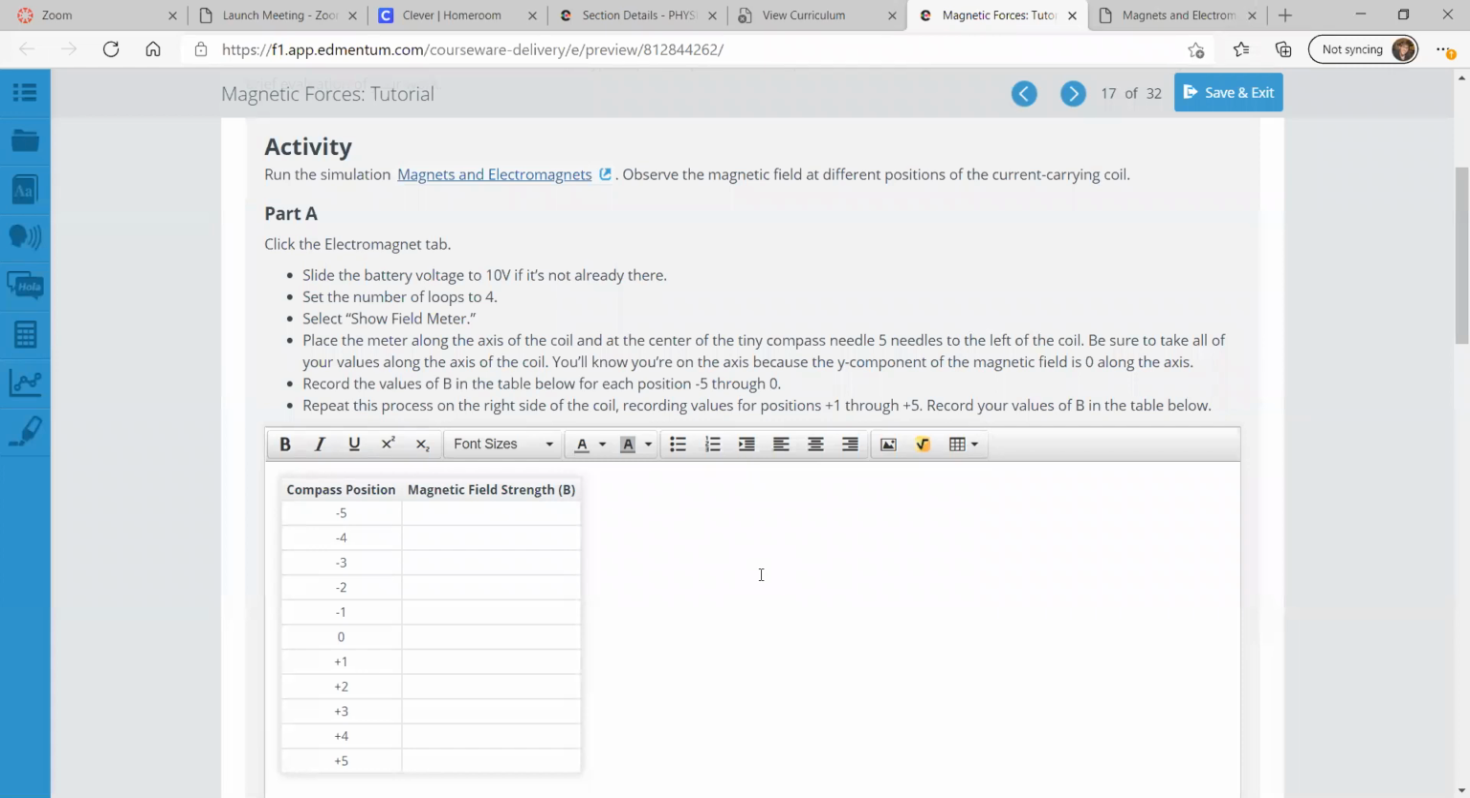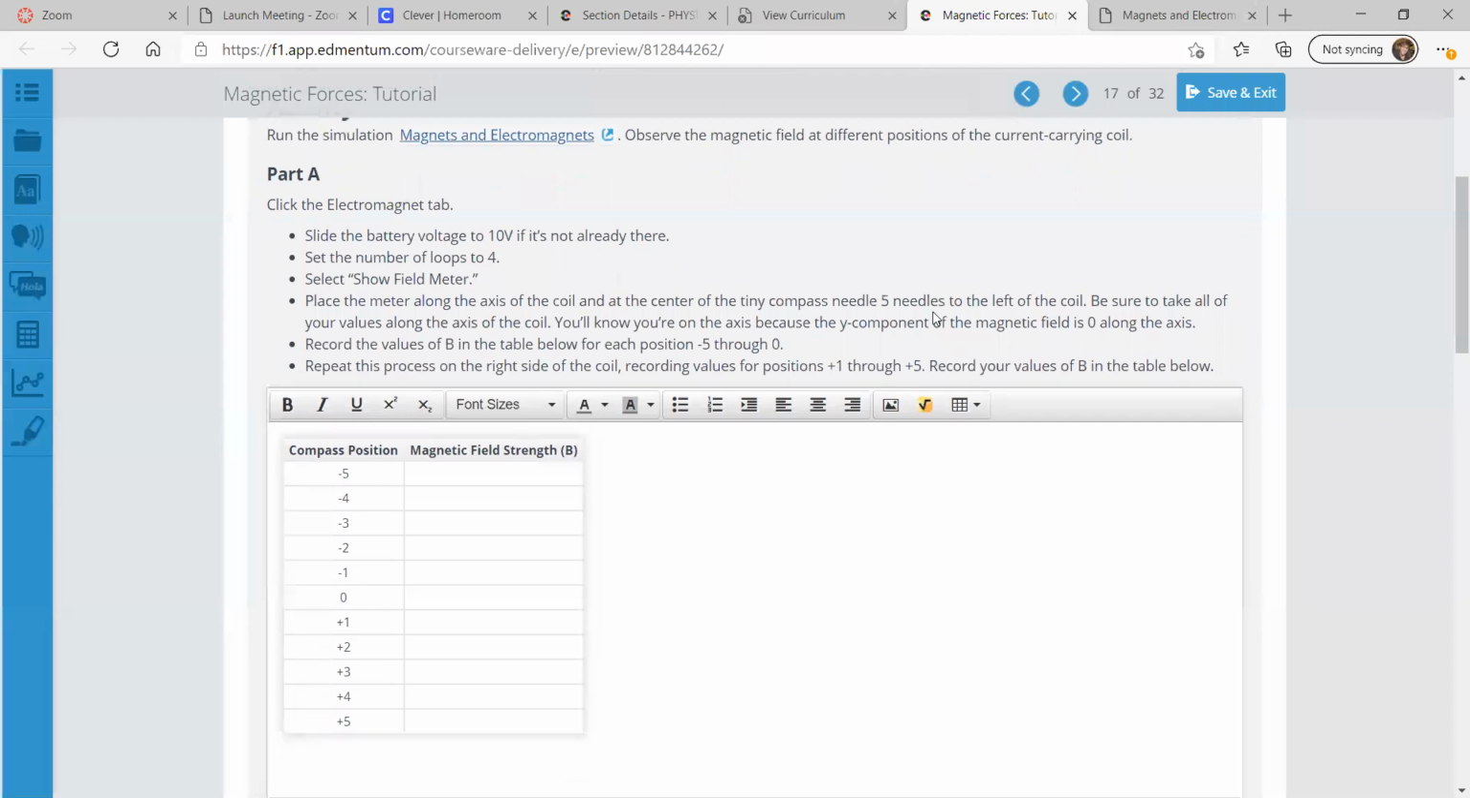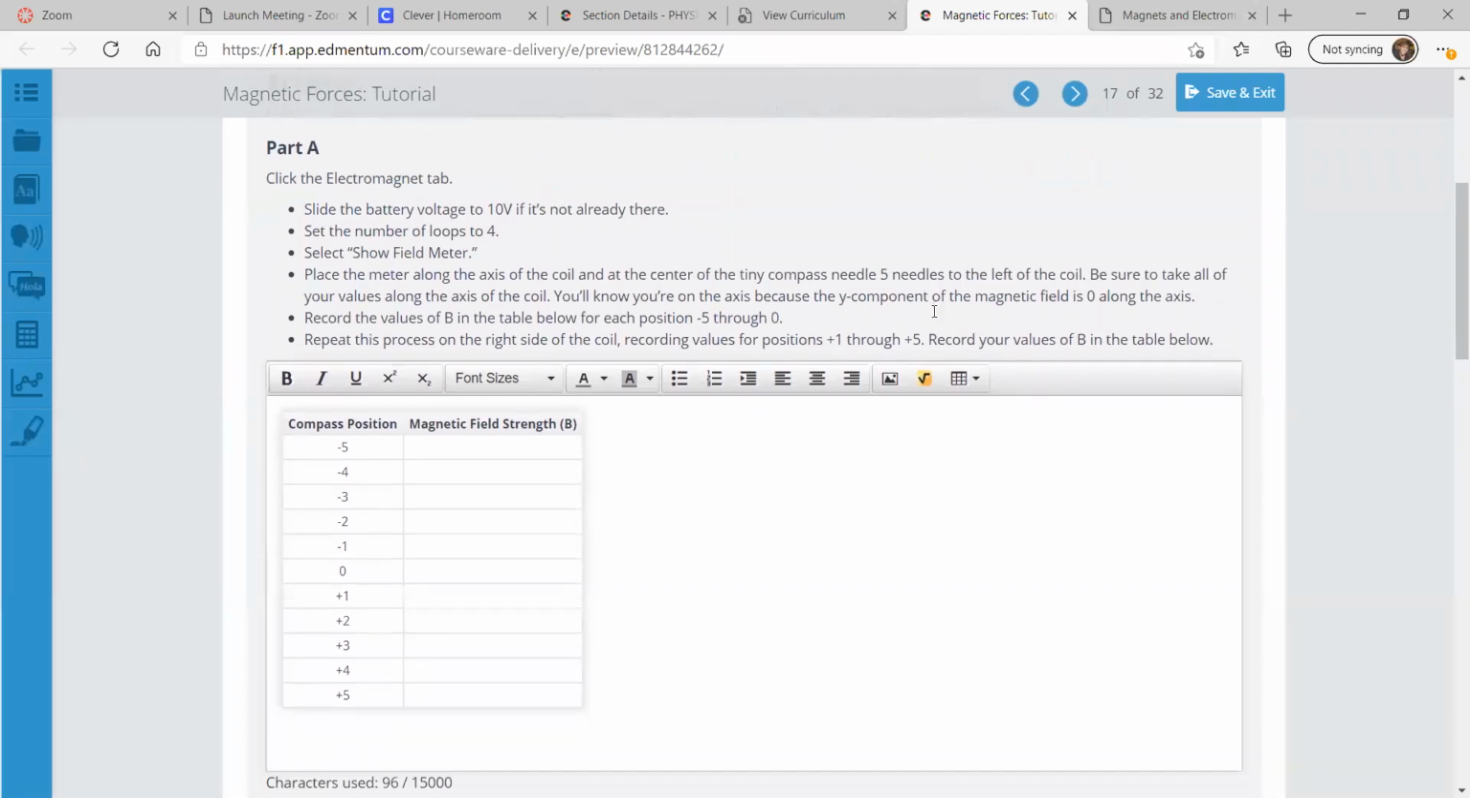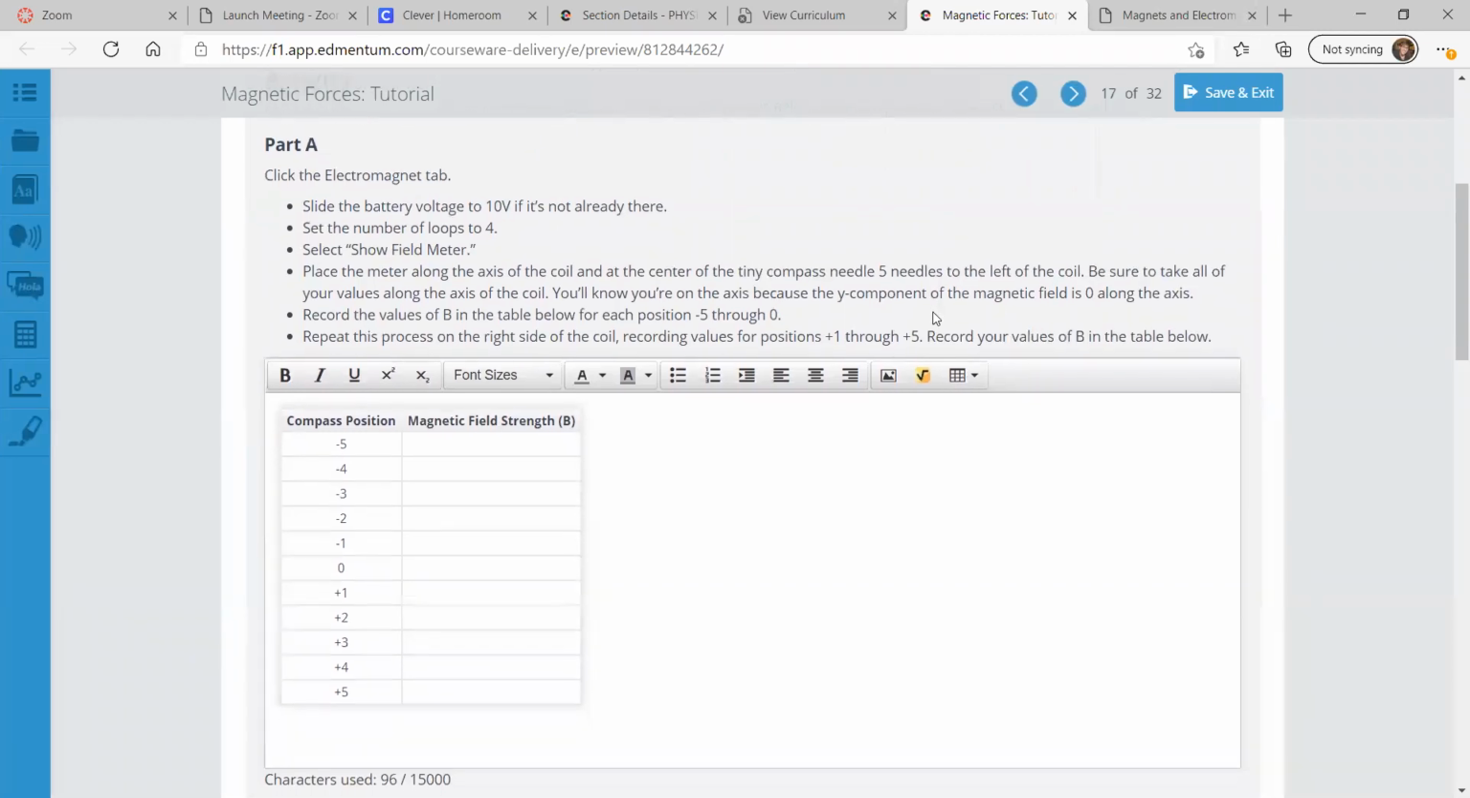Place the meter along the axis of the coil and at the center on the tiny compass needle, 5 needles to the left of the coil. Be sure to take all of your values along the axis of the coil. You'll know you're on the axis because the Y component of the magnetic field is 0 along the axis. Record the values of B in the table below, and then repeat it on the right side of the coil, recording values for positions +1 through +5.